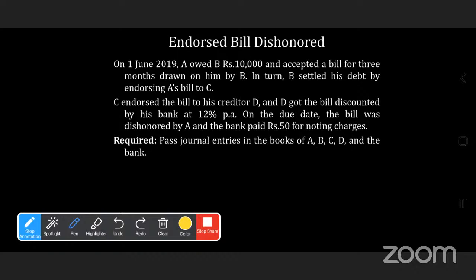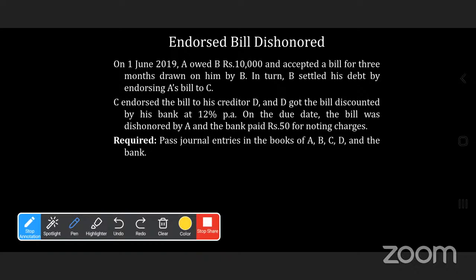So in turn, what B has done is endorse A's bill to C. A has to pay 10,000 to B, and B has endorsed that bill to C. And again, C endorsed the bill to his creditor D. So these bills of exchange can be transferable from one person to another.